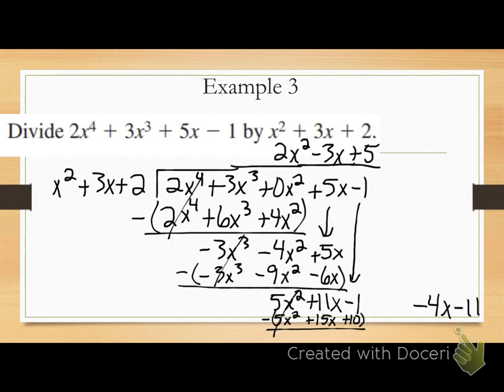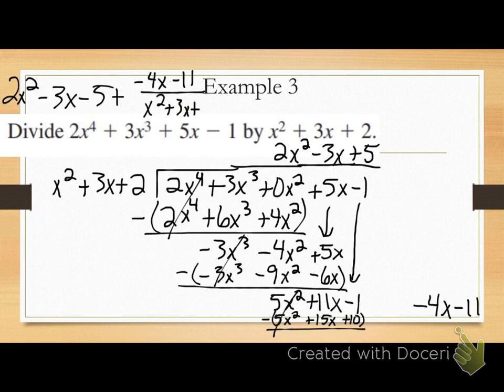I'm going to write this somewhere else where I have more room. 2x squared minus 3x minus 5. Everyone okay with that? That's what I got above my division problem. Plus, what's the numerator of my fraction? Negative 4x minus 11, my remainder. Over, what's the denominator? X squared plus 3x plus 2, my divisor. So there would be my answer.